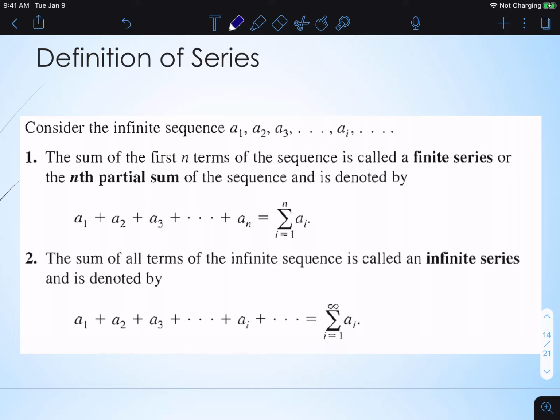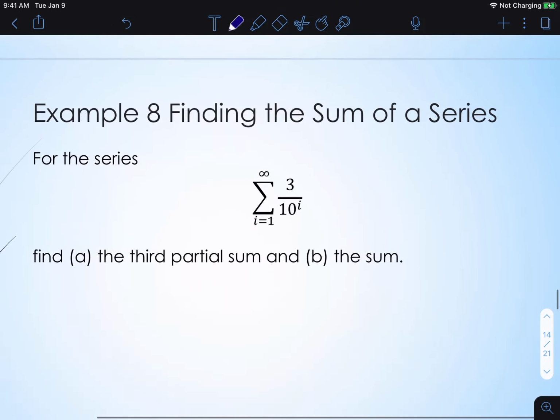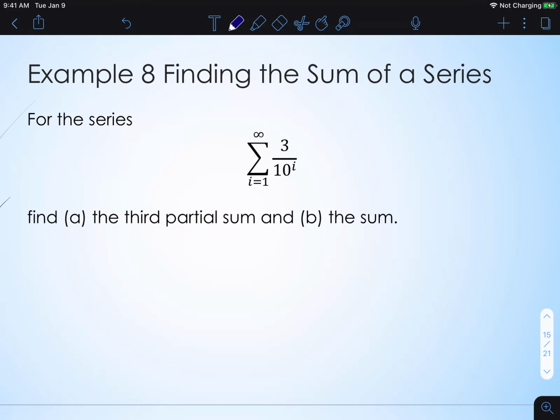But now let's look at number 2. Number 2 says that the sum of all the terms of the infinite sequence is called an infinite series, and it's denoted by pretty much the same picture, only instead of n at the end, we have infinity. So we can actually put infinity on top of the sigma notation, and it's an infinite series being added together.